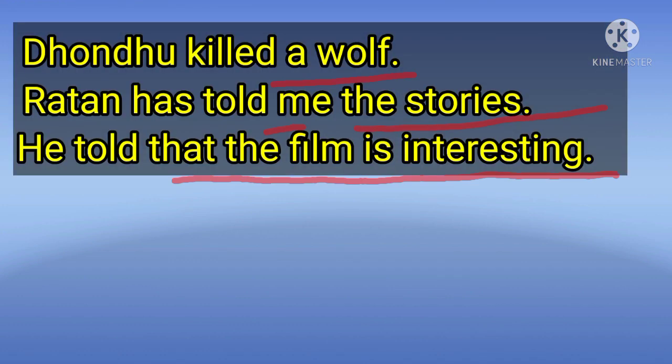See these examples. In the first sentence, Dhondu killed a wolf. A wolf is an object. It is a noun phrase functioning as the object in this sentence. In the second sentence, Ratan has told me the stories. There are two objects. One is the direct object, another is the indirect object. Me is the indirect object and the stories is the direct object in this sentence. He told that the film is interesting. In this sentence, that the film is interesting is a noun clause and it is functioning as the object of this sentence.